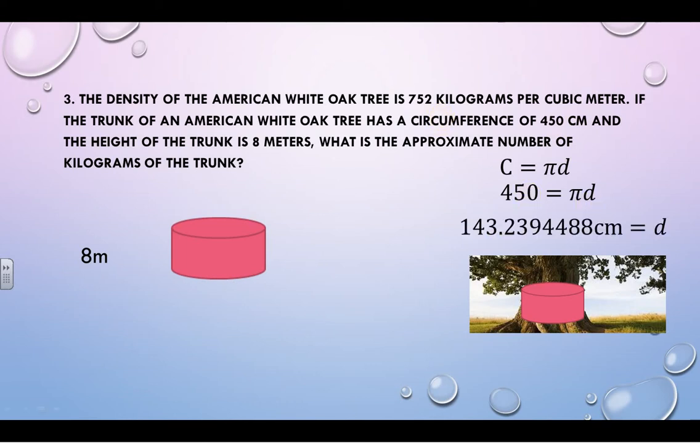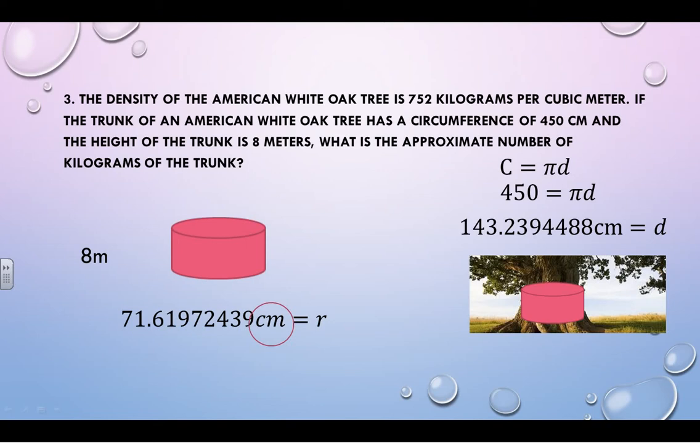So I substitute 450 in for circumference. I divide by pi, and I get roughly 143 and 24 hundredths. Now, I'm not going to use a rough amount. I'm going to divide that by 2 and use this big long decimal so I can be as precise as possible. However, notice I am in centimeters, and that's an issue because my height is in meters.